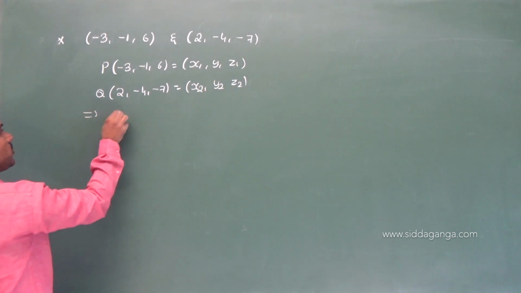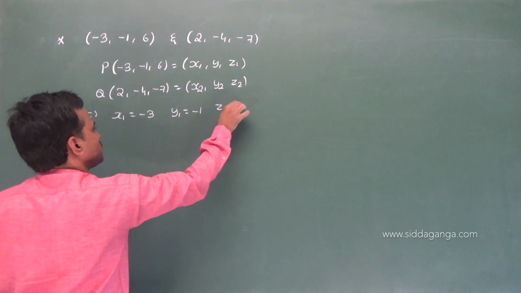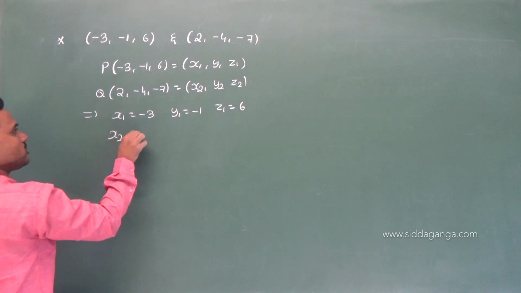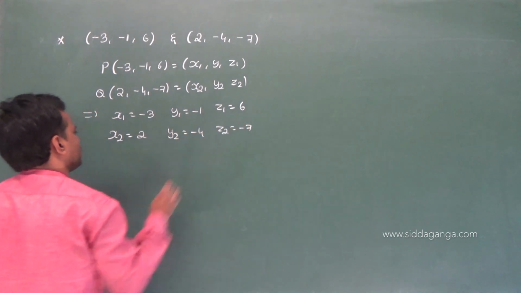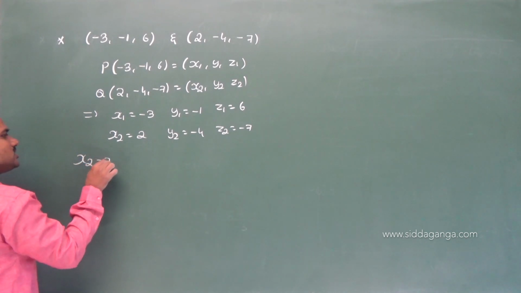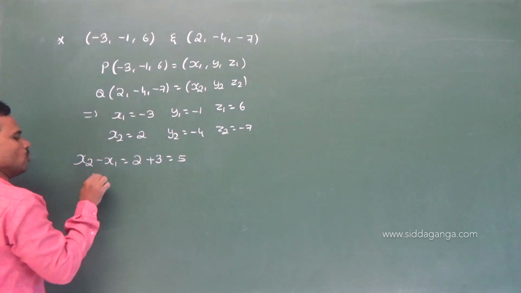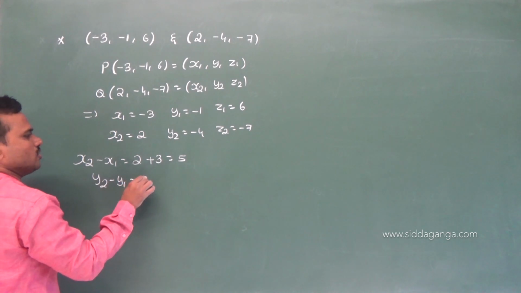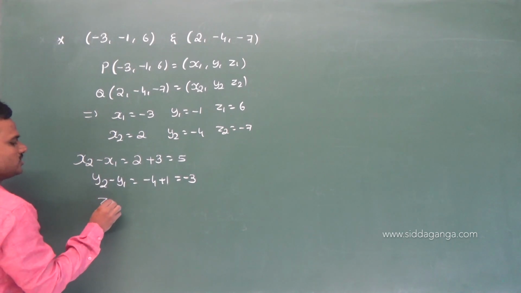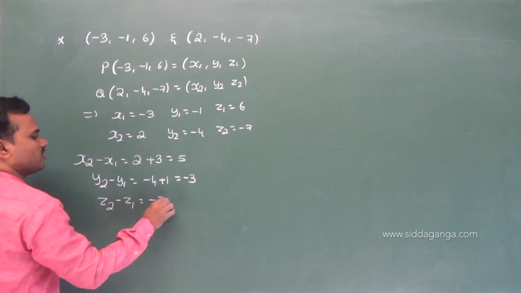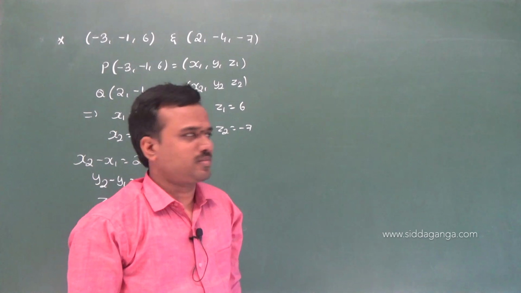That implies x1 is equal to -3, y1 is equal to -1, z1 is equal to 6. x2 is equal to 2, y2 is equal to -4, z2 is equal to -7. Calculate x2 minus x1: 2 minus of -3 plus 3, it becomes 5. y2 minus y1: -4 minus of minus, plus 1, so -4 plus 1 is -3. z2 minus z1: -7 minus 6 is -13.